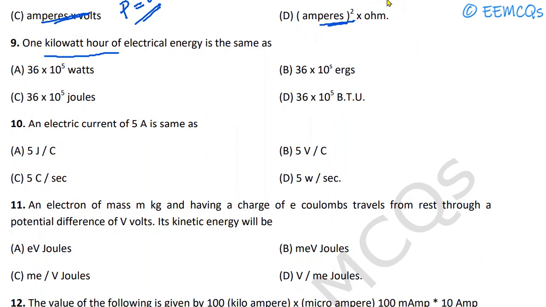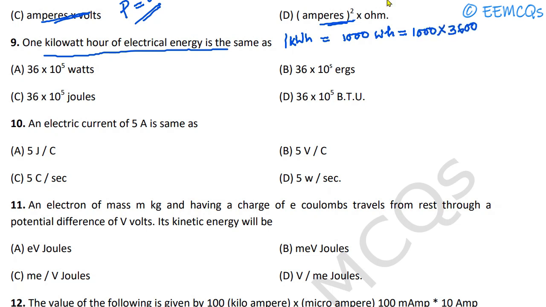Now question number 9. 1 kilowatt hour of electrical energy is same as, means you have to calculate which one is correct. 1 kilowatt hour is equal to 1000 watt hour, and we know 1 hour is equal to 3600 seconds. So this is your watt seconds, and you know that watt second is basically joule. That means this is equal to 36 into 10 to the power 5 joule. So definitely option C here is the correct answer.